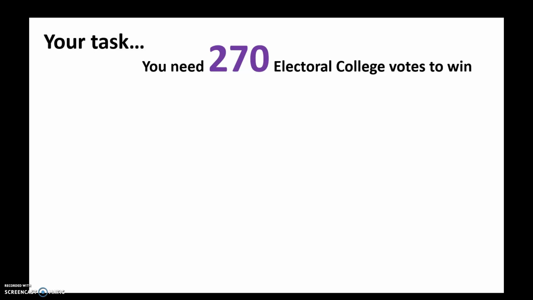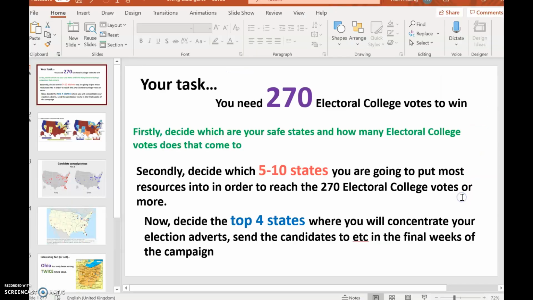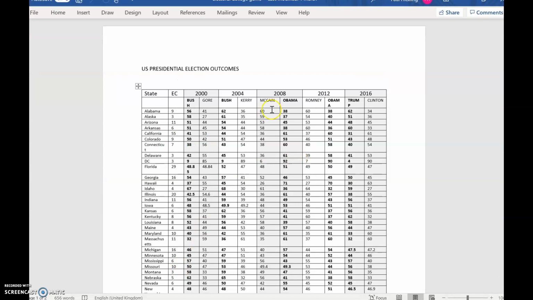Now, I have sent you a Word document, which has a load of data on it. Let me put that on the screen. Here it is. On this sheet, which you've all been sent, you've got the results of the previous 4 or 5 US presidential elections. On the left-hand side, we've got the different states in alphabetical order: Alabama, Alaska, Arizona, Arkansas, etc.